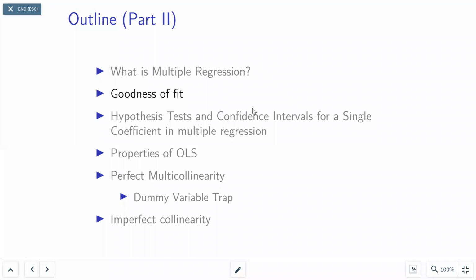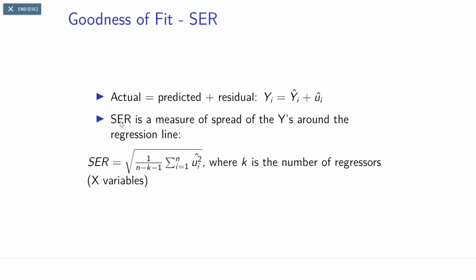In this video, we'll go over the goodness of fit measures for multiple regression. Similar to the one-variable regression, SER measures how spread out the underlying data are around the regression line. But different to the one-variable regression, now SER incorporates the parameter k, which measures the number of regressors in the model. The denominator is now n minus k minus 1.